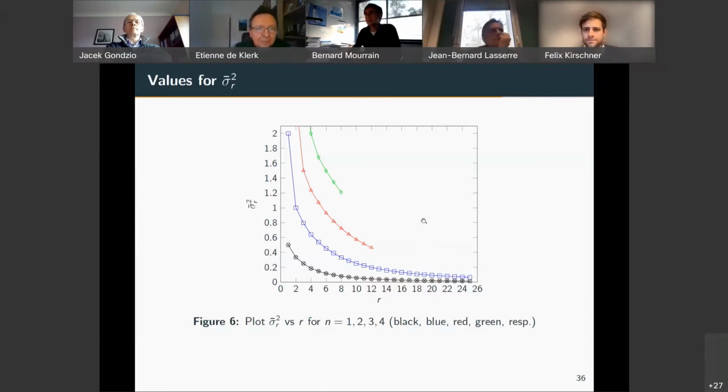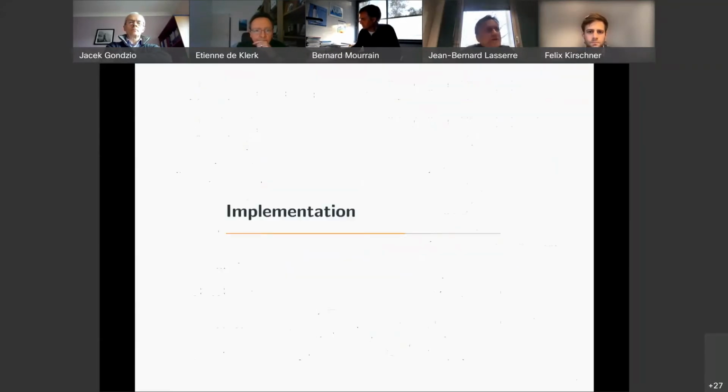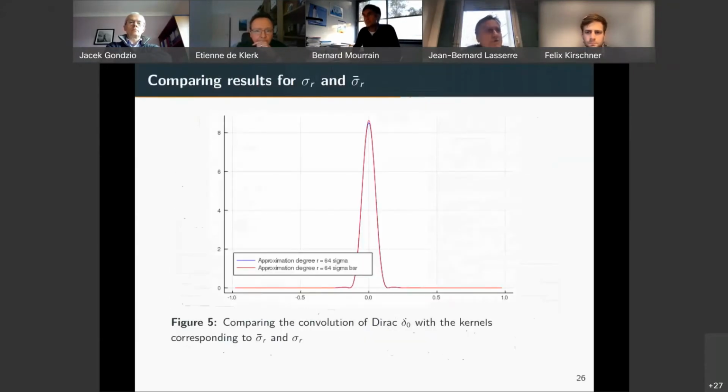Jean-Bernard. Yes, I have a remark about the approximation of the Dirac delta function. It seems to be painful in degree to approximate this as a function. I mean, you want a peak at x and positive or almost close to 0 otherwise. And this is very hard with a positive kernel.